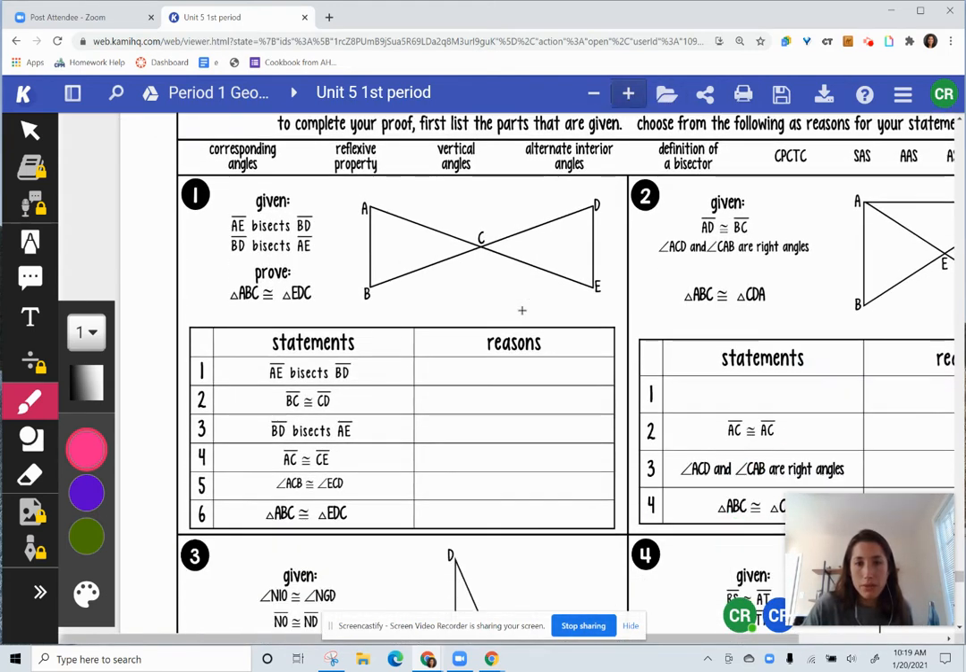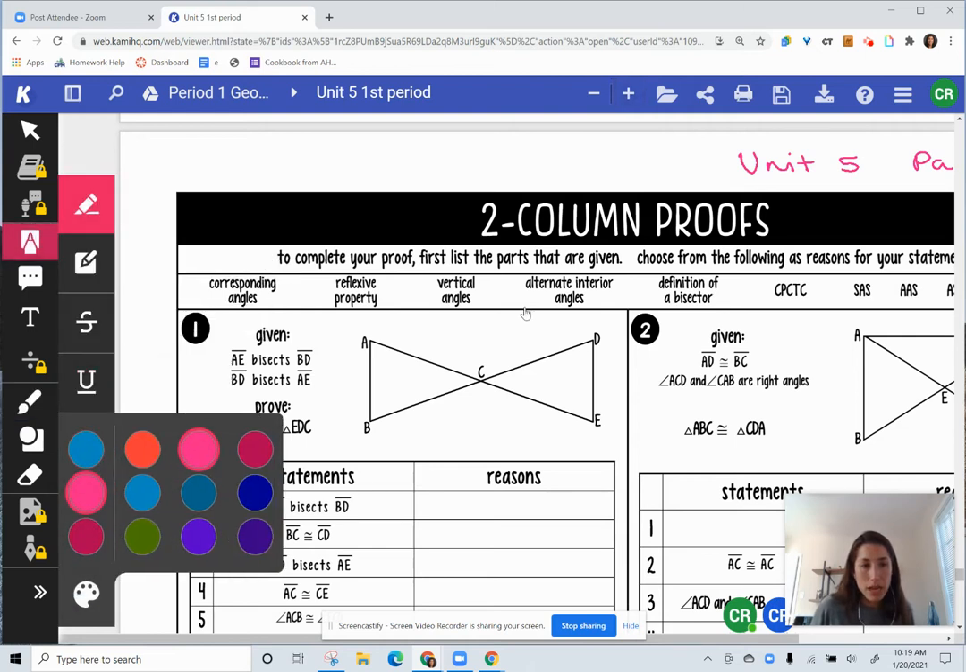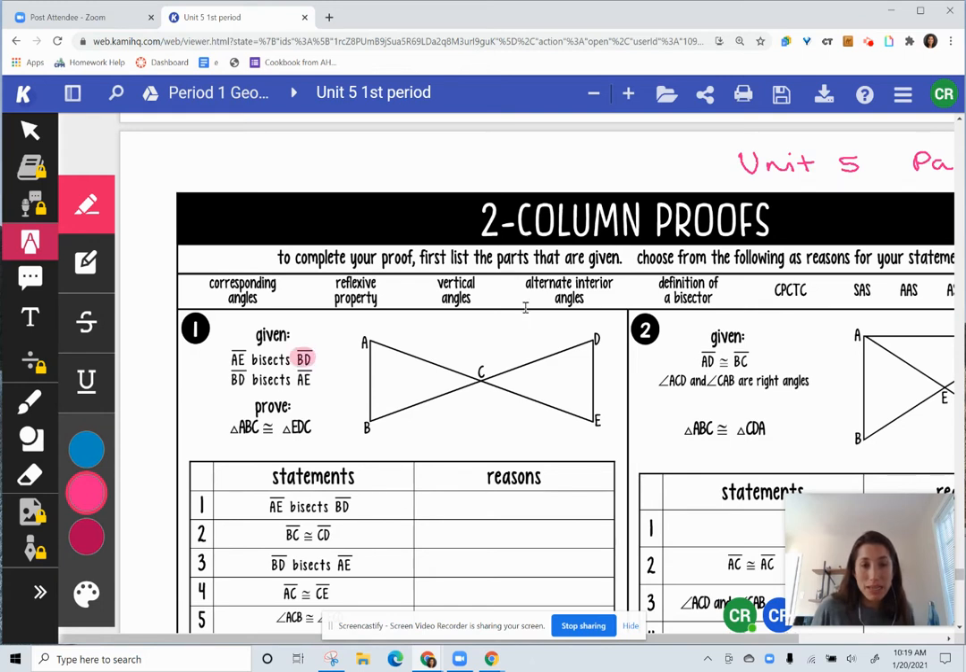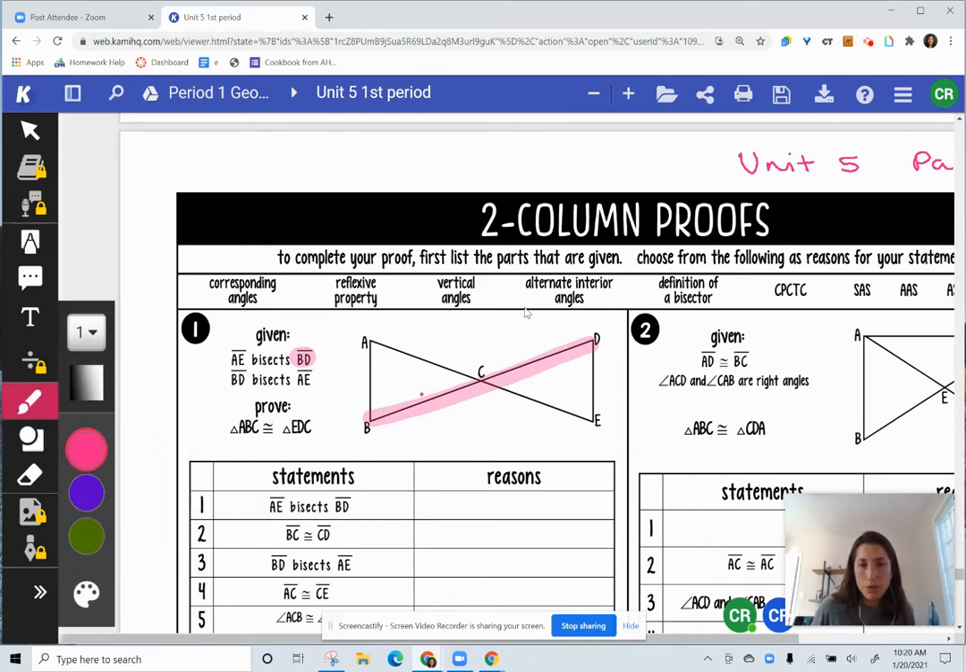So we still have here our given information. So right now we are given that AE bisects BD. So the first thing that's being cut in half, first thing that's being bisected, is this line here, BD. This is a good way to get some extra practice for a proof. So we know that these two parts here would be congruent because we had a bisector.